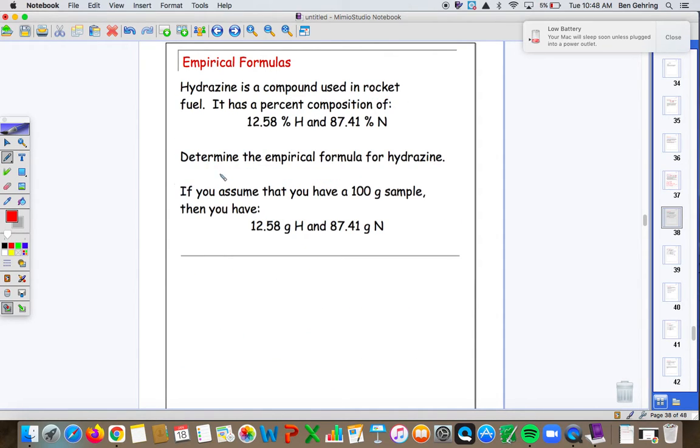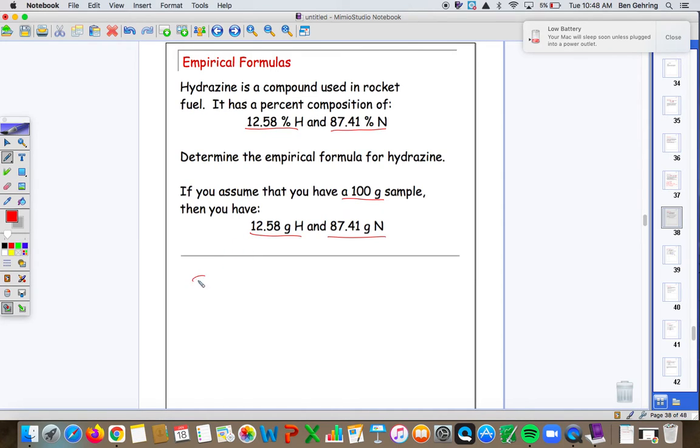So this example, hydrazine is a compound used in rocket fuel. Its percent composition is 12.58% hydrogen, 87.4% nitrogen. Determine the empirical formula for hydrazine. So we start by assuming we have a 100-gram sample. If we have a 100-gram sample, that means we have 12.58 grams of hydrogen and 87.41 grams of nitrogen. So we went from percent to grams. Step one, done, check.